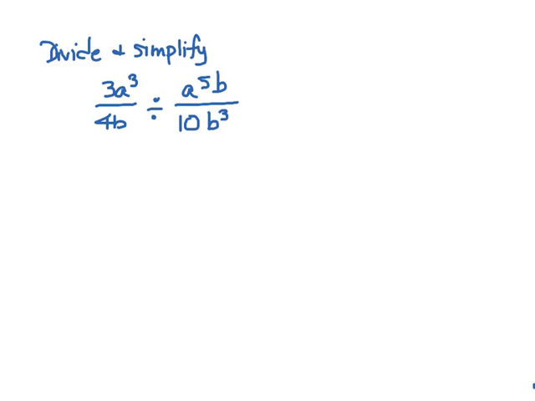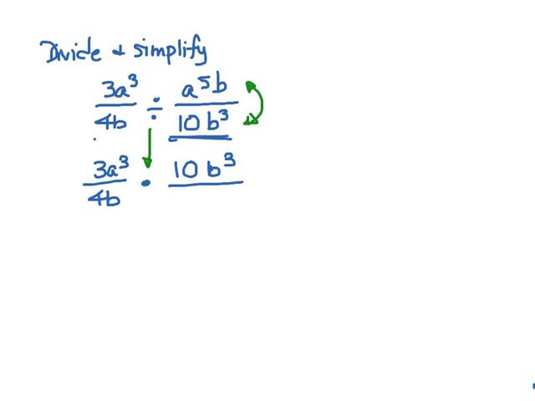We have 3a cubed divided by 4b, divided by this whole expression here. So we're going to rewrite this expression. We're going to take the 3a cubed divided by 4b and keep that the same. We're going to change the division to a multiplication problem, and we're going to flip this, because that would be the reciprocal. So then we're multiplying by the reciprocal, and we're going to make that 10b cubed in the numerator divided by a to the 5th b.